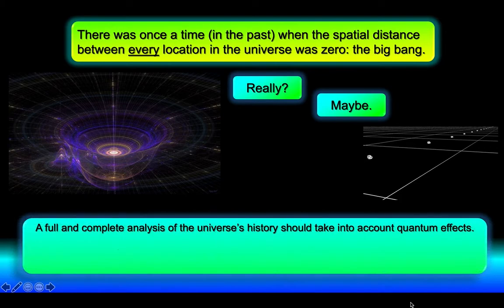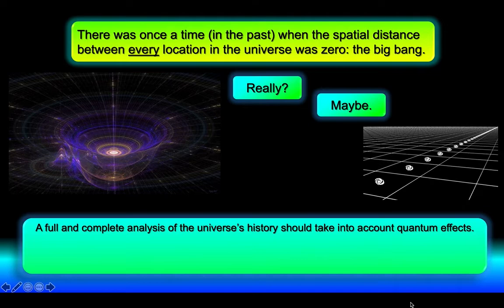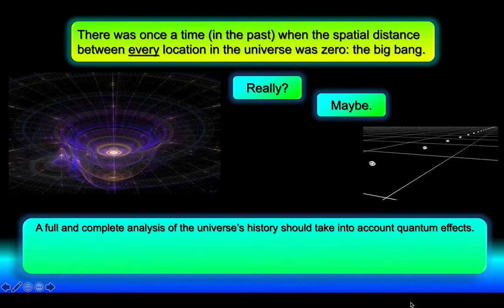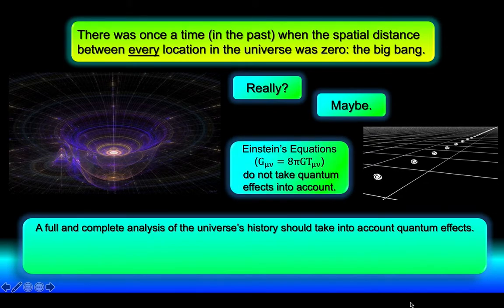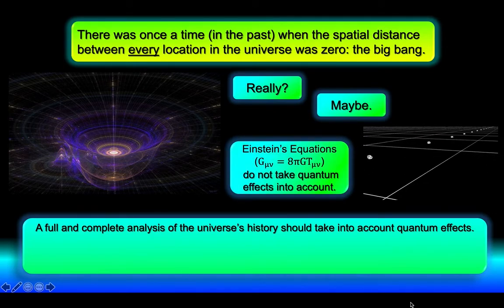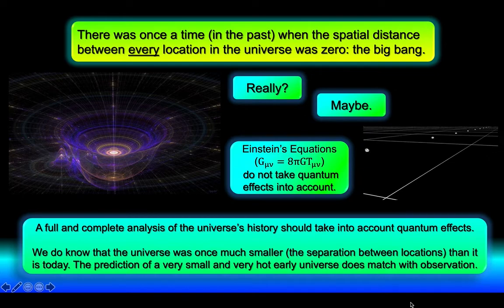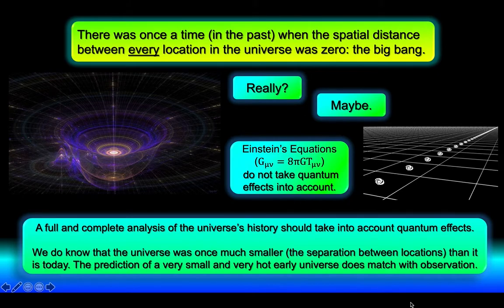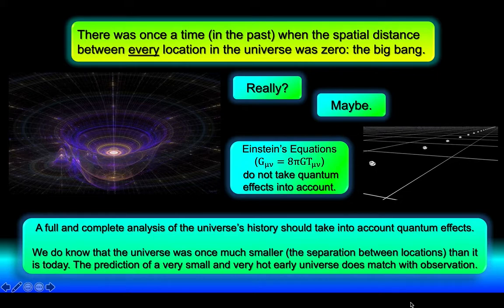It's not really clear. If we were to write a full and complete analysis of the history of the universe, we would necessarily need to take into account quantum effects, effects from quantum physics. These quantum effects would become important when the universe was really small. The Einstein equations that describe the expansion of the universe do not take into account quantum effects. We do know that the universe was once much smaller than it is today. The separation between locations in space used to be much less.